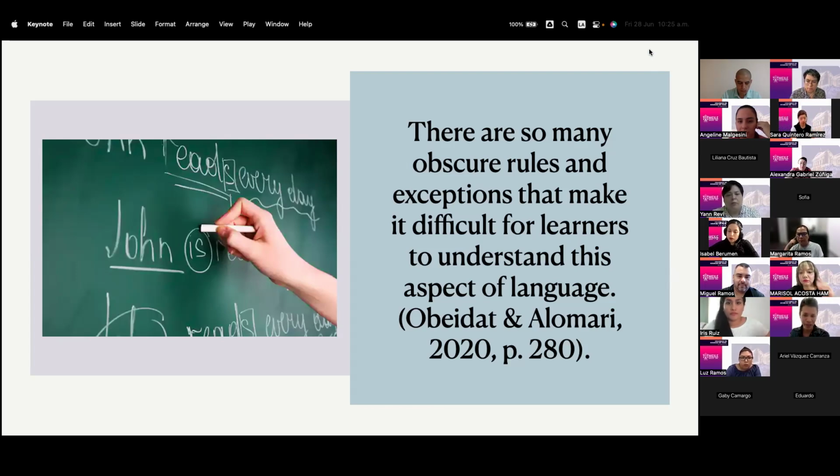And it's not just me, these two authors said there are so many rules, obstacles and exceptions that make it difficult for learners to understand this aspect of language. I mean, listening skills are difficult, writing skills are difficult, but grammar skills are particularly the most difficult ones.